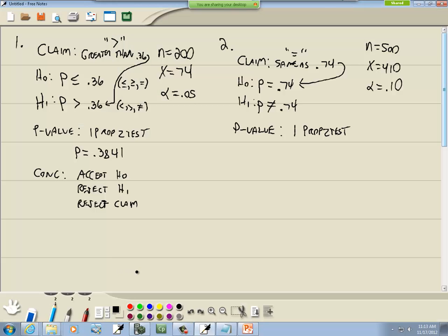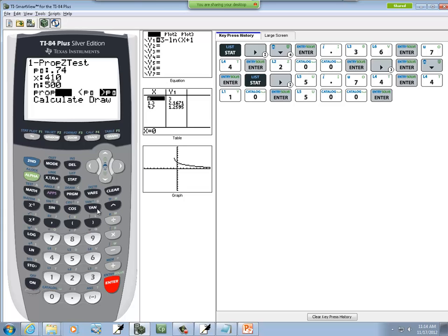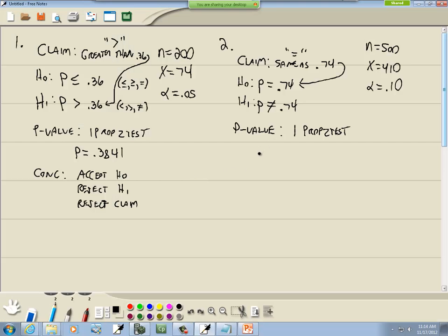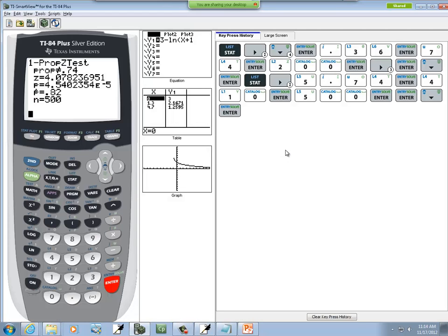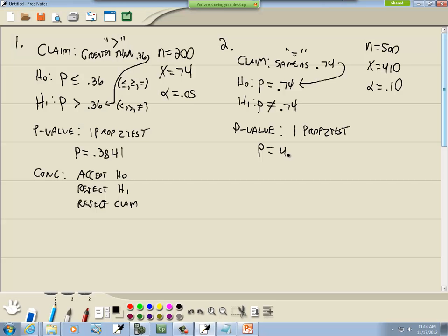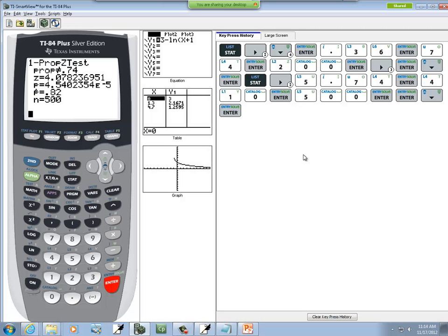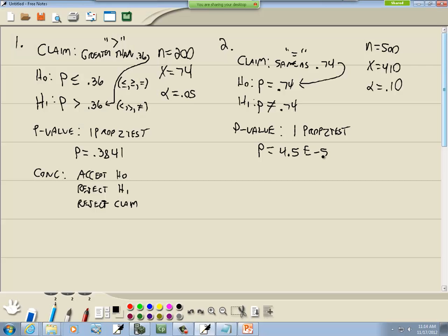Symbol on H1 is a not equal to. So I have my flashing cursor on not equal to. Press enter on it. Down arrow to calculate and press enter. Now the P equals is your P value. So we've got P is equal to 4.5 E negative 5. Okay. So that negative 5 means I move my decimal point 5 places to the left. So I'm going to have 1, 2, 3, 4, 5.